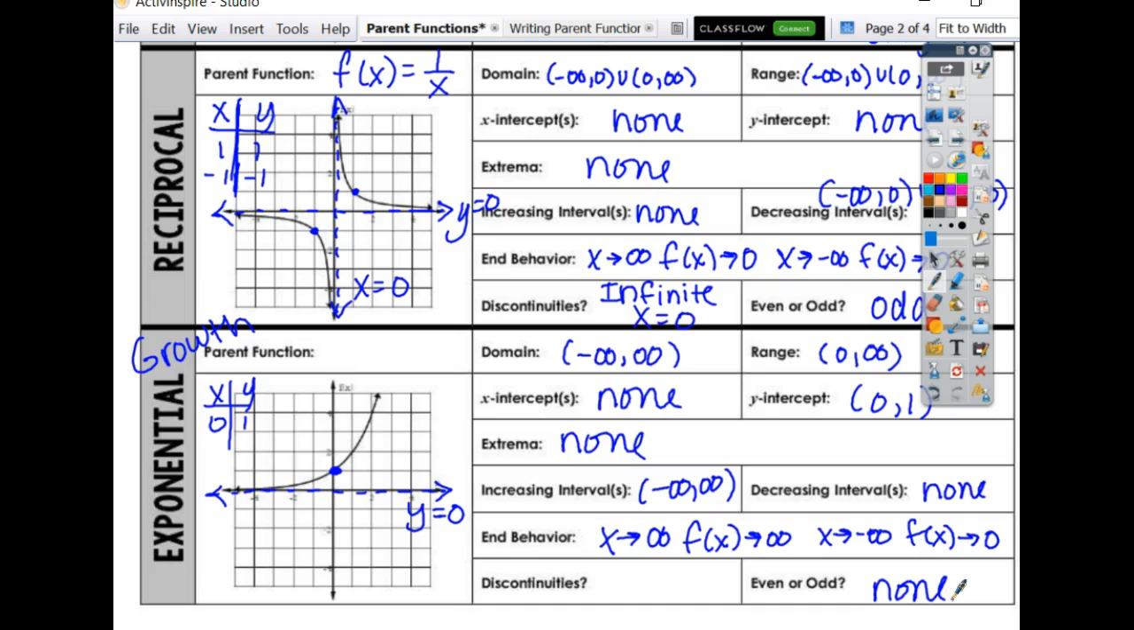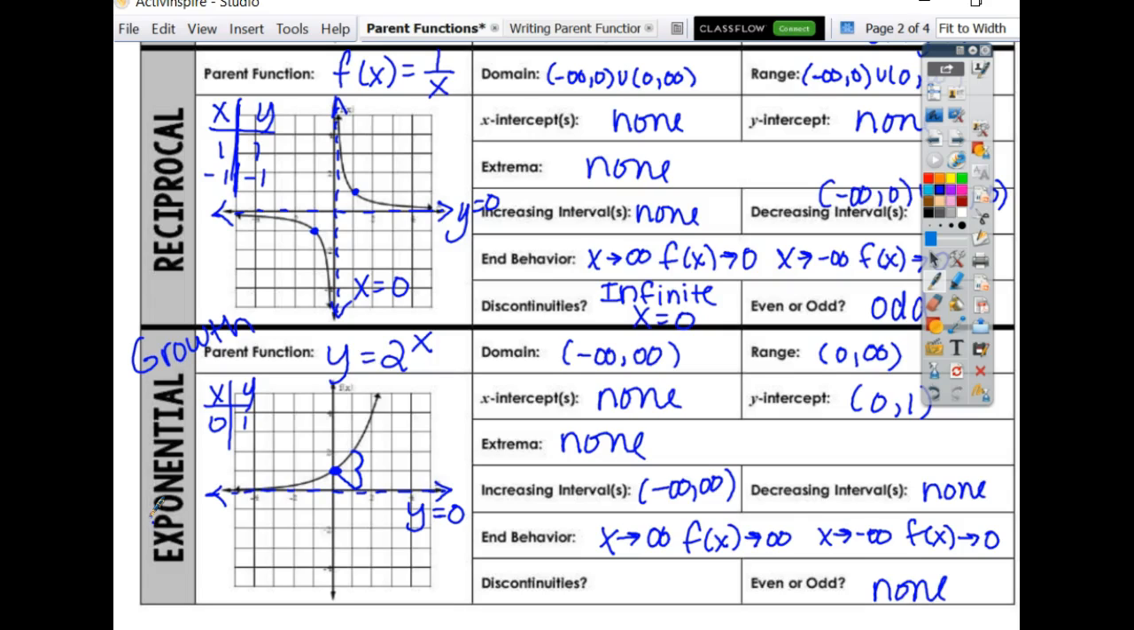So I need the parent function. So here's how we get the parent function. We start at this point. We go over 1 and count. How many did I go up? 2, so that's my base. So I get y equals 2 to the x.